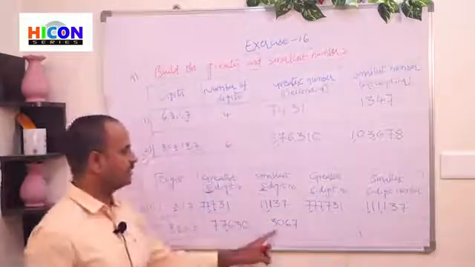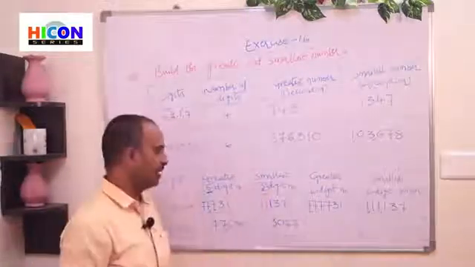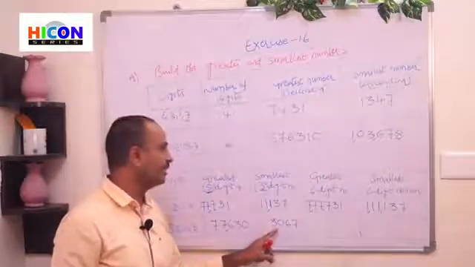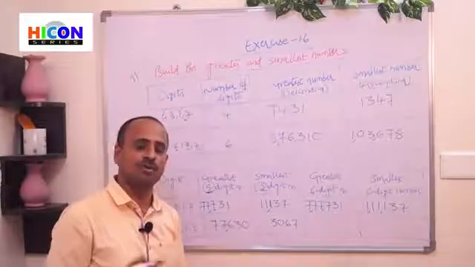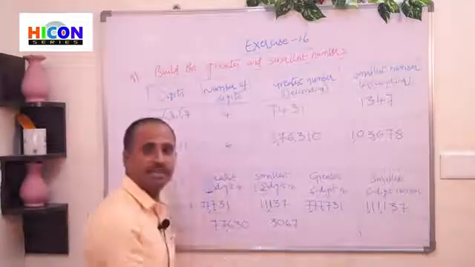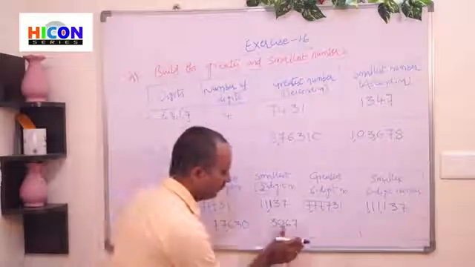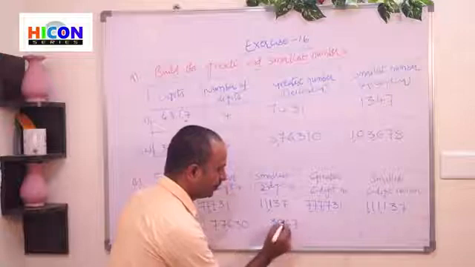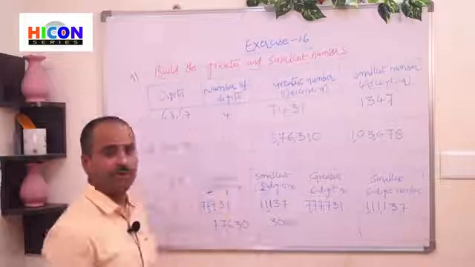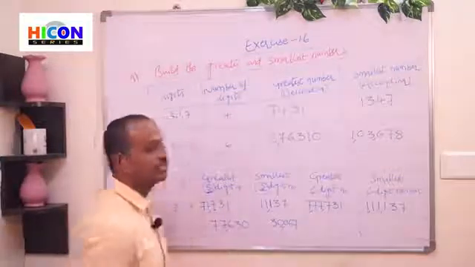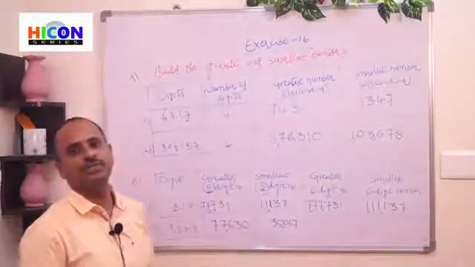So children, this is the smallest 4-digit number, but we require a 5-digit number. There are only 4 digits, so we require 1 more digit. So repeat the smallest digit one more time. Among these 4, which one is the smallest? 0 is the smallest. So repeat 0 one more time. So write 0 two times. Now it becomes a 5-digit number and the number is 30,067. This is the smallest 5-digit number.